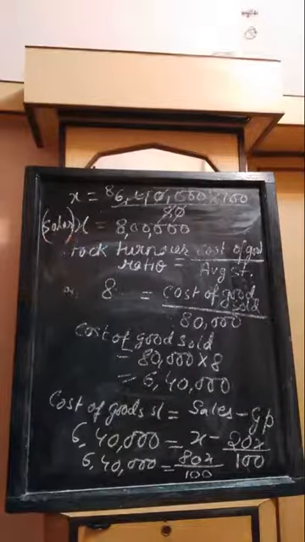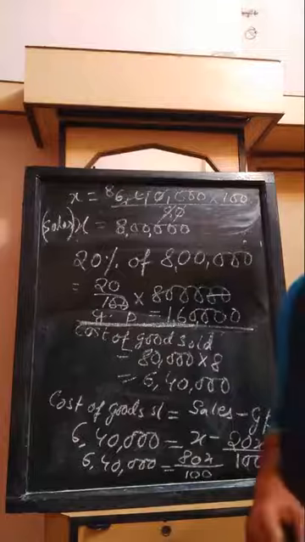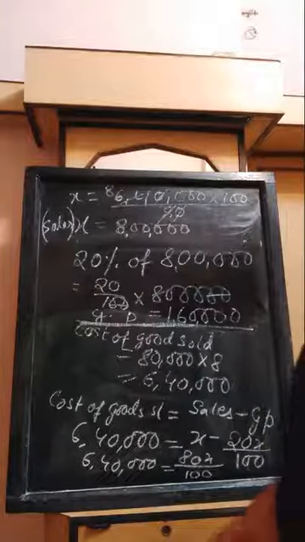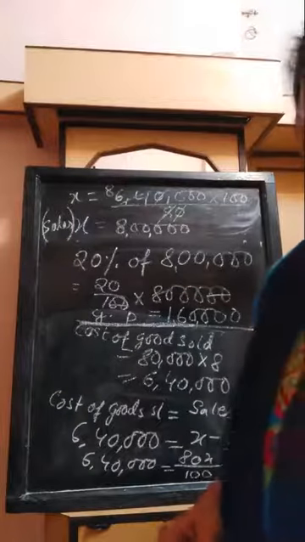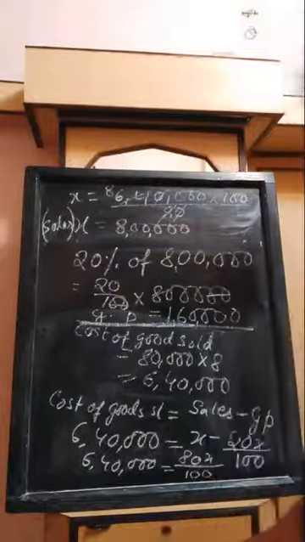This is how we can solve the sum. By using only 3 pieces of information given in the sum, we have solved it. The average stock was given, the stock turnover ratio was given, and the profit percentage was given. By using those 3, we have easily solved the sum. These types of sums are going to come for the exam.